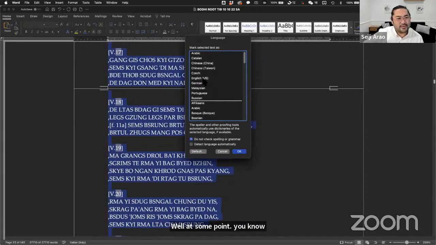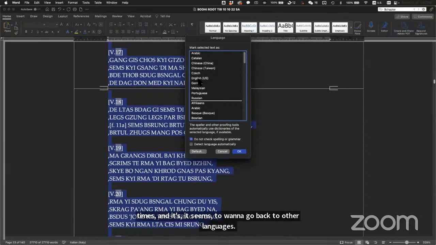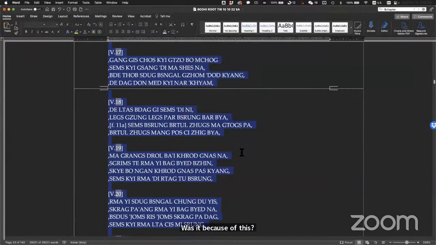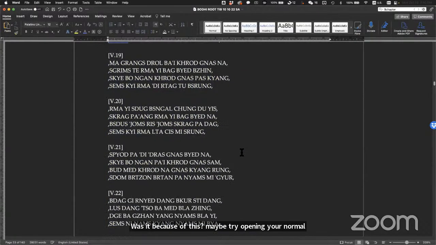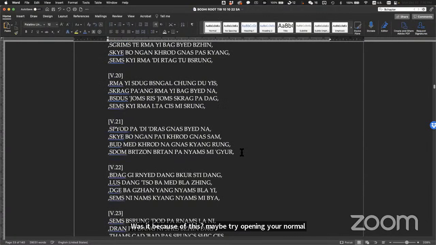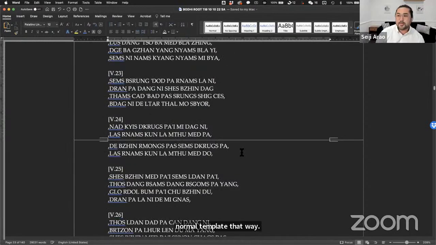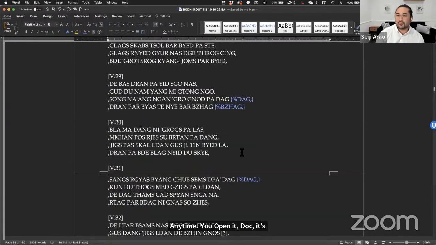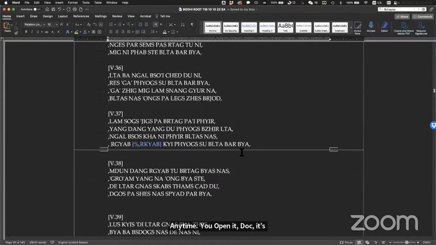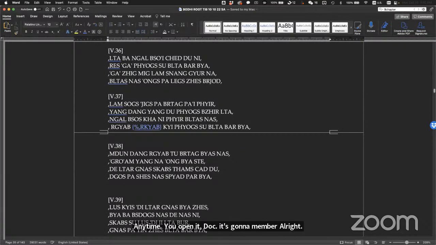I did this a couple of times, and it seems to want to go back to other languages. Was it because I had detect language on? Maybe try opening your normal template, making those setting changes, and saving your normal template. That way, anytime you open a doc, it's going to remember. Cool. All right. Thank you very much. Thank you. That's all the questions I had.